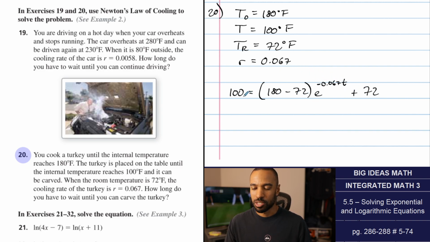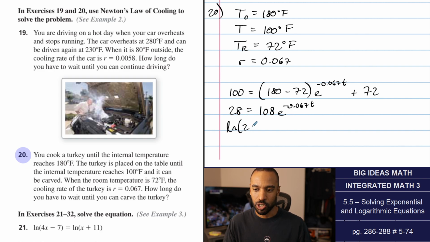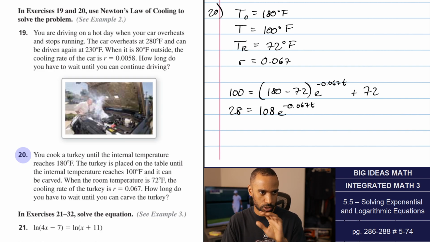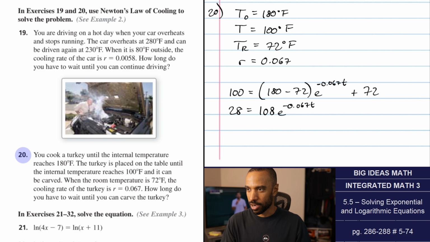Okay, let's subtract some things. We get 28 equals 108 times this. I think it goes without saying that we're going to natural log both sides here. So natural log, no, excuse me, not yet. We have to divide by 108 first. Now 28 over 108, I don't think cleans up as a decimal, but it does clean up as a fraction. So its decimal sucks, to say the least. Its fraction can be written as 7 over 27. So let's divide both sides by 108.